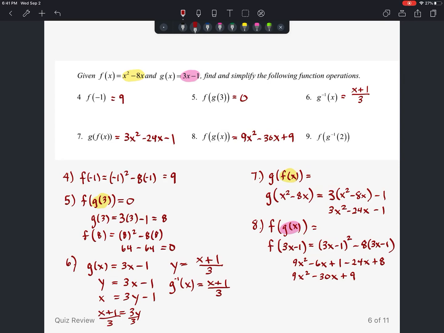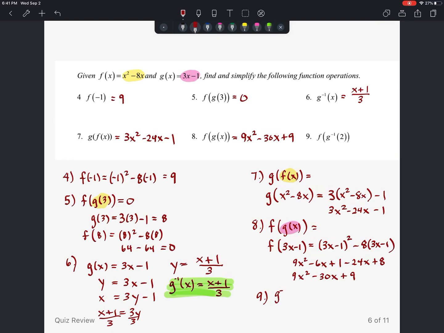All right, and then on to number 9. Last one there. Hopefully I got some room. We have f of the inverse of g of 2. Okay, so did we find the inverse of g already? I think we did, right? That was this expression down here. So as we take it, we're going to plug in 2 into that function first.